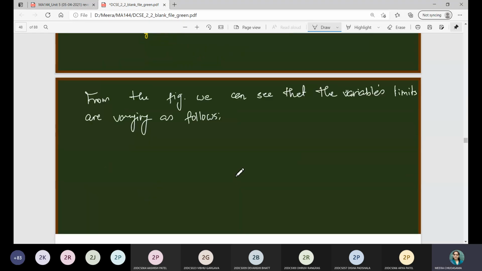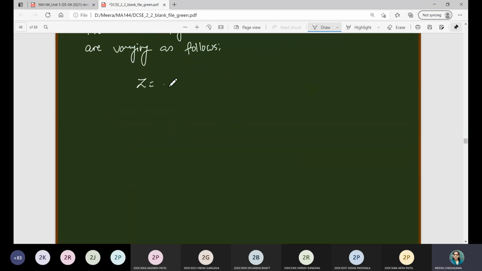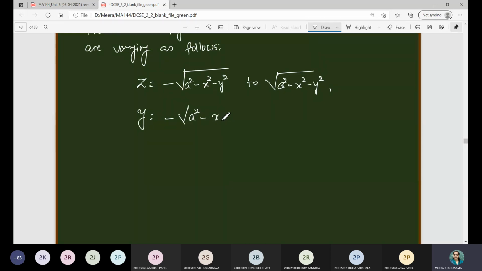So first of all we will write down the z variable. So minus square root of a square minus x square minus y square to square root of a square minus x square minus y square, comma, the y variable will be varying from minus square root of a square minus x square to positive square root of a square minus x square, and the x variable will be minus a to a, right? So these are the limits.